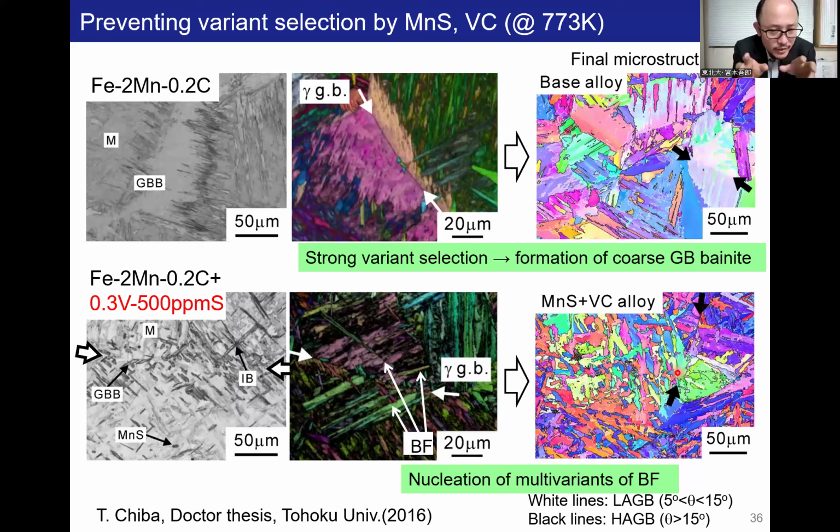We do not analyze this phenomenon in detail, but we suppose there may be two possible mechanisms. The first one is that segregation of vanadium and sulfur may change the variant selection behavior. The other possibility is the nucleation of bainite at vanadium carbide or manganese sulfide. So the control of variant selection using such alloying elements can be one promising way to control bainite structure at grain boundary.